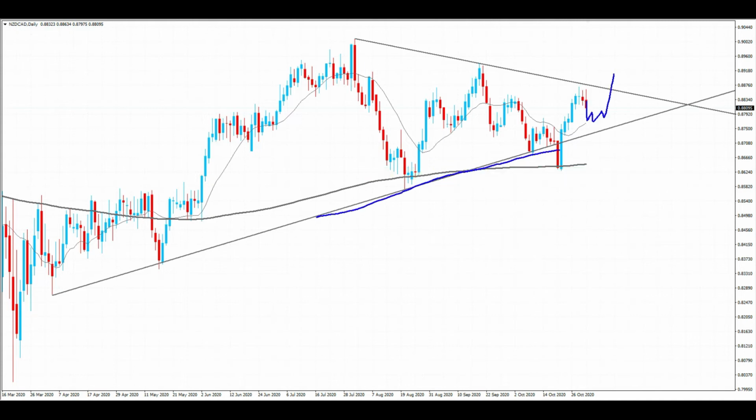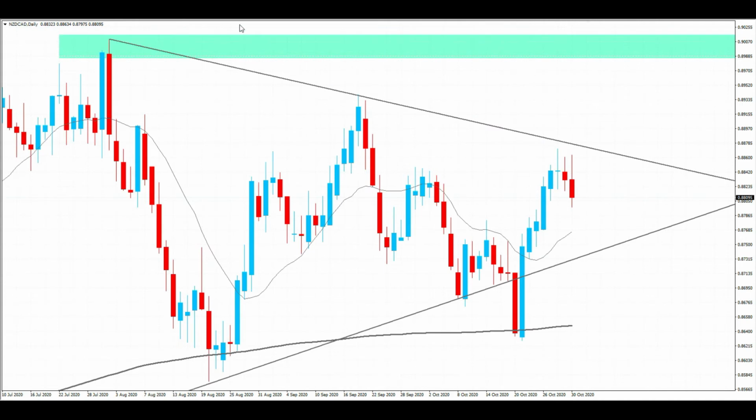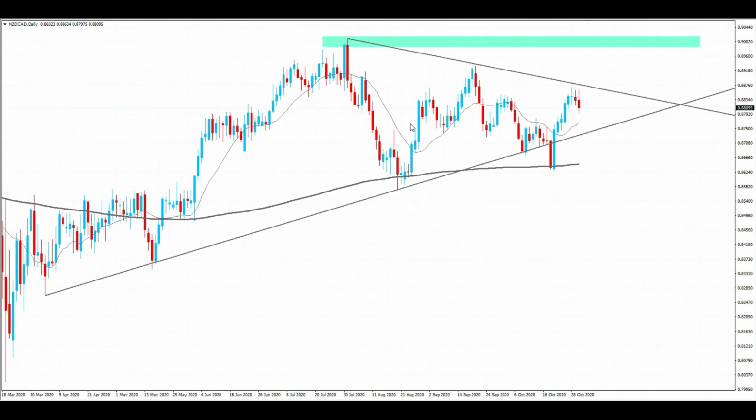But if we break to the upside, you can see a nice push to the upside, and price coming up to that previous resistance, where we can look for some shorts and anticipate a longer push to the downside for this one.